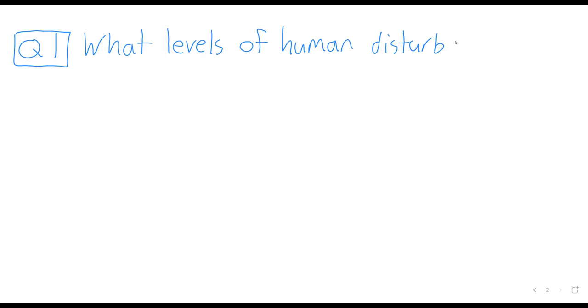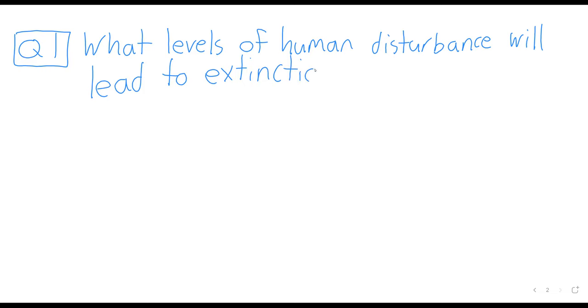Question one, what levels of human disturbance will lead to extinction in the area, I should say? House sparrows are by no means an endangered species, but what level of human disturbance will result in there not being any house sparrows in some neighborhood or area?